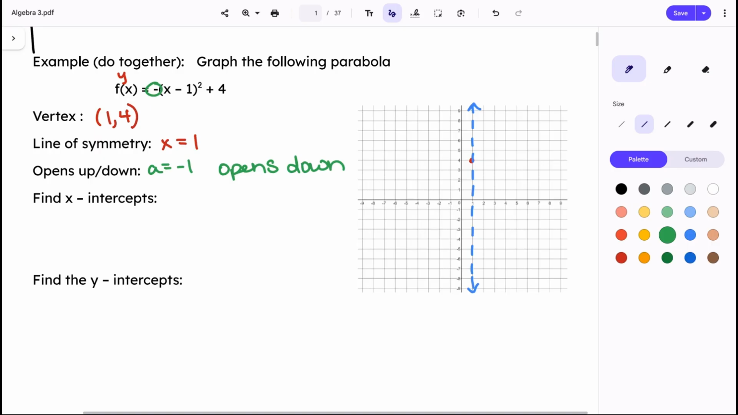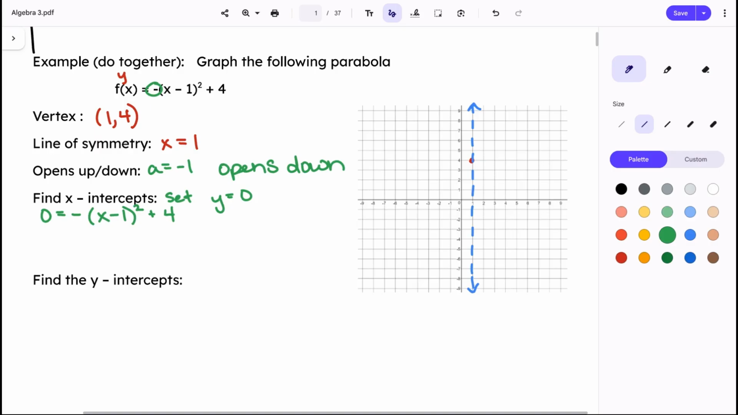Now let's do the hard work, which is finding the intercepts. The x-intercept is when you set y equal to 0. So back up in our original equation, remember I said f of x is where your y is. So you're going to put a 0 in for that. It's going to say 0 equals negative (x minus 1) squared plus 4. And we want to solve for x here.